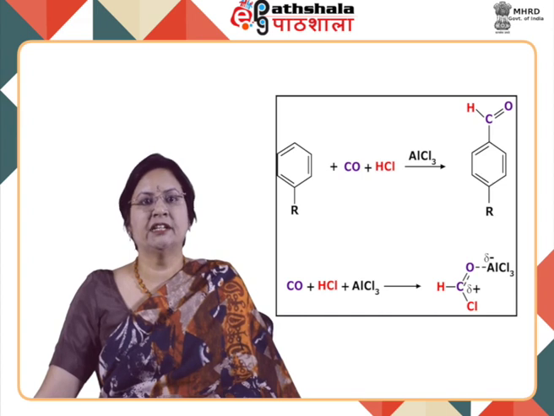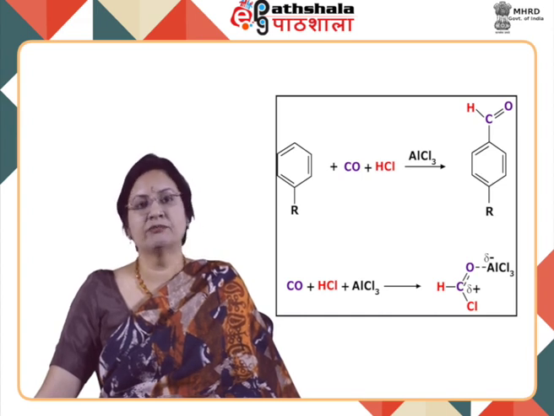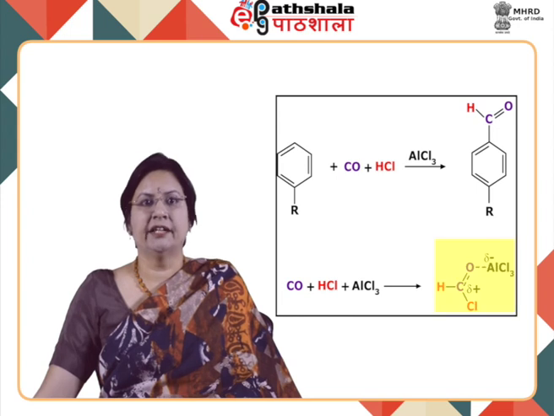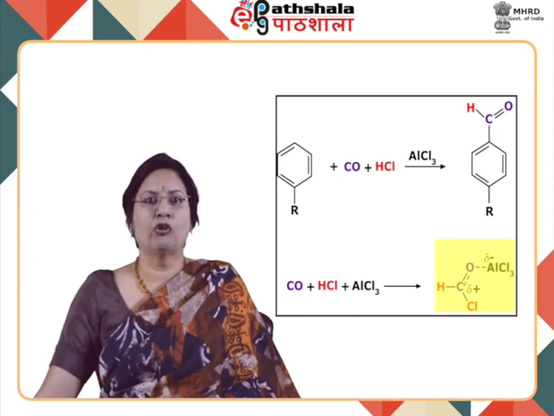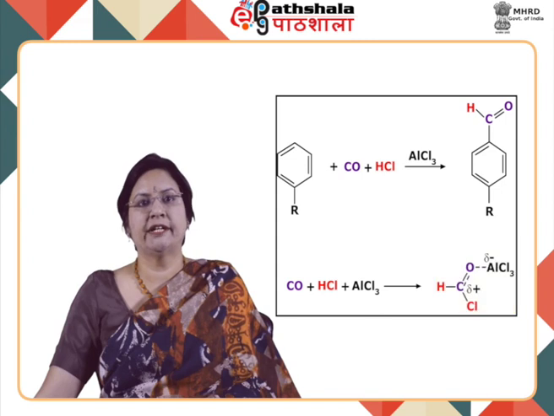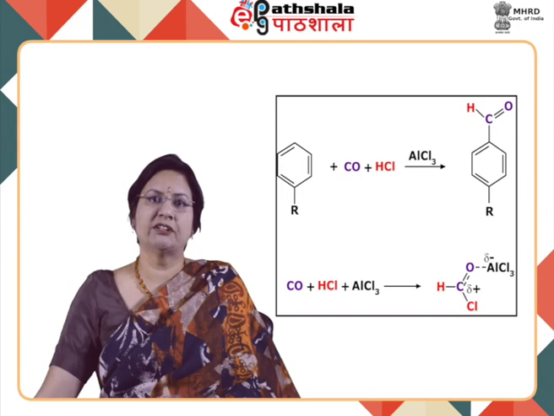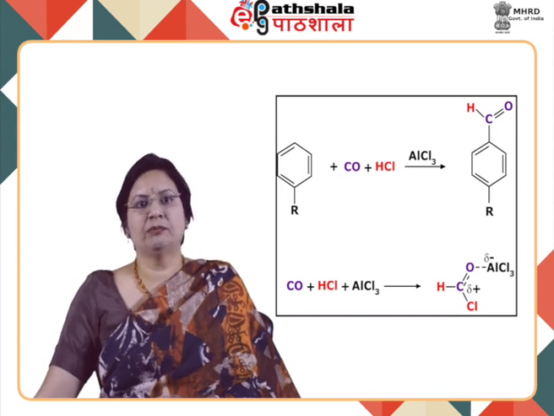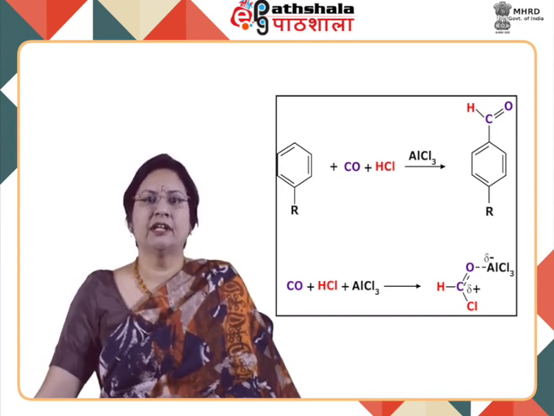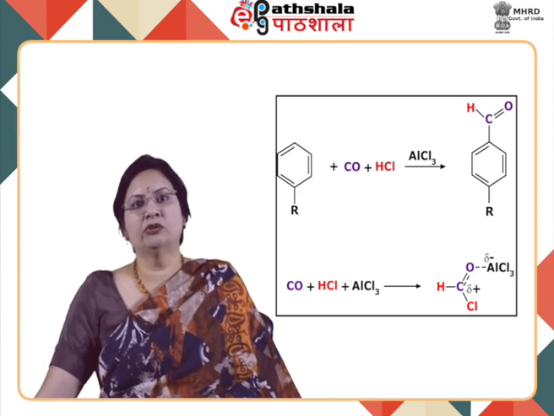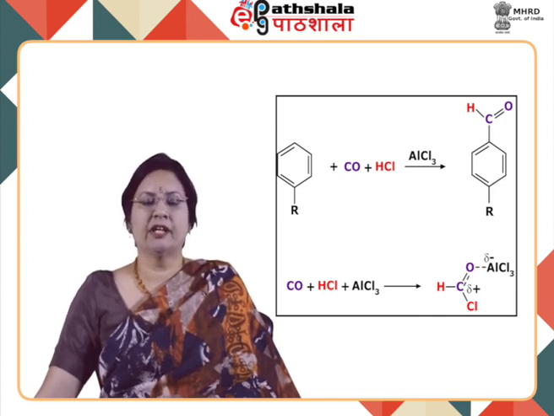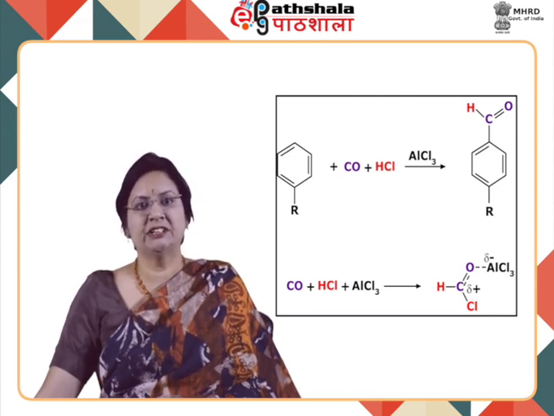As you can see in this general reaction, it is CO plus HCl. In situ they give rise to formyl chloride. Formyl chloride otherwise is unstable, so it is prepared in situ with the help of carbon monoxide and HCl. Later, AlCl3 acts as a Lewis acid and generates the electrophile, which is CHO plus, which attacks the aromatic substrate and gives the CHO introduced in the ortho or para position, because we are taking activated benzenes as the substrate.